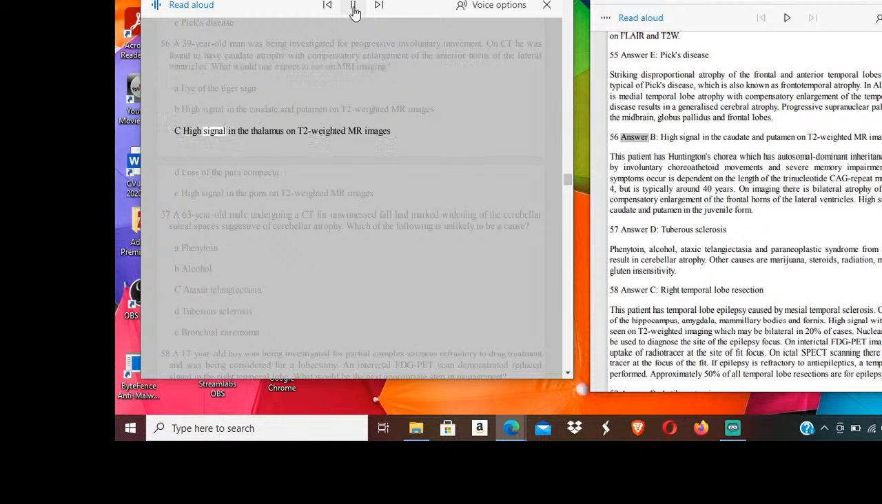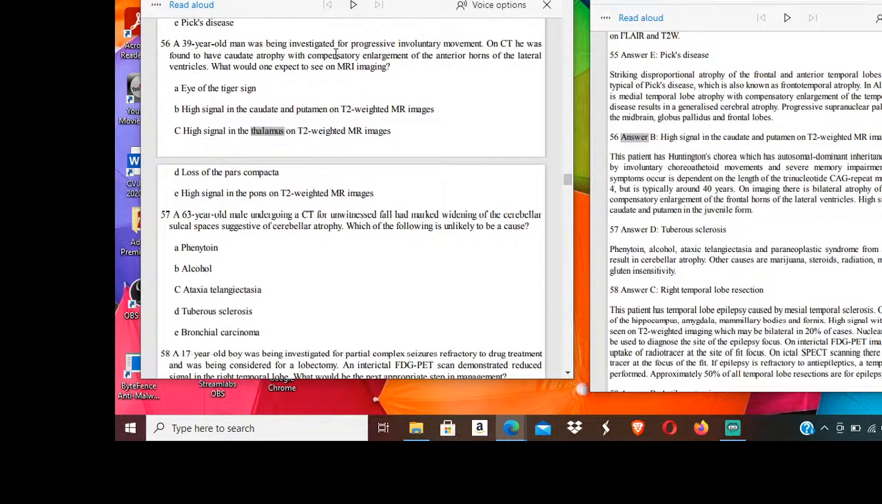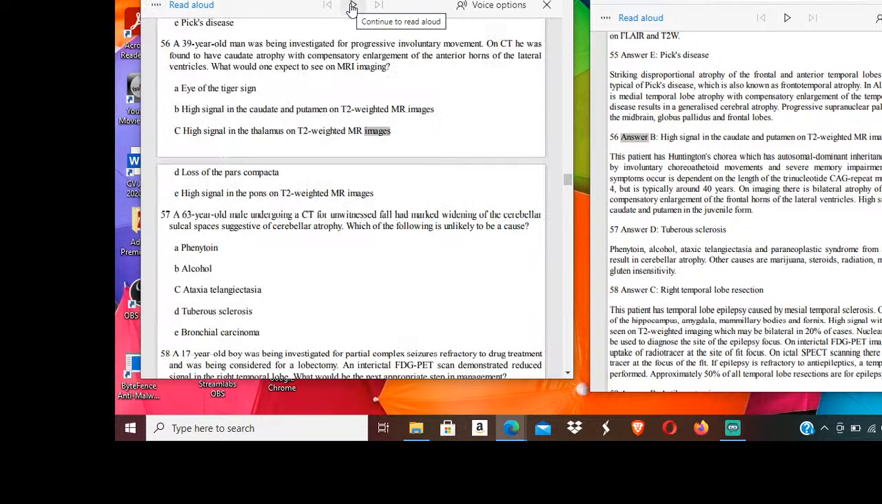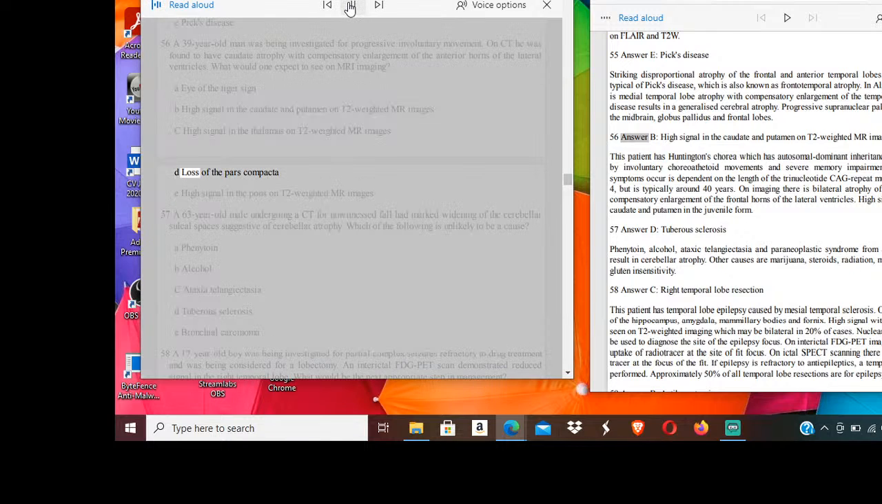C, high signal in the thalamus on T2-weighted MR images. D, loss of the pars compacta. E, high signal in the pons on T2-weighted MR images.